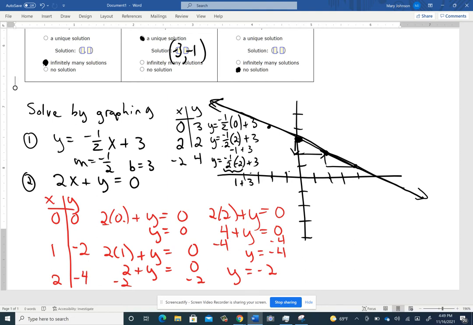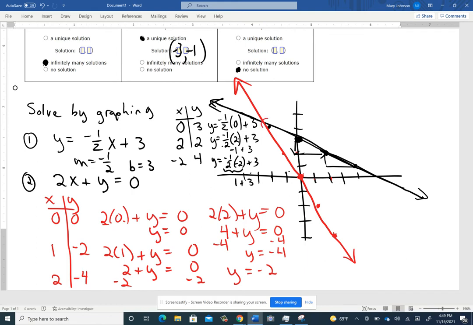So I get 0, 0, 1, negative 2, 2, negative 4. So that seems to be lining up. Okay, I'm going to go up 2 and left 1. Okay, so then I would wind up having something that looks like that. And I have a real messy graph, so it's going to be hard for me to see the point of intersection from the graph. So I'm going to try to guess it, but I bet I might guess wrong and have to go back and check again.